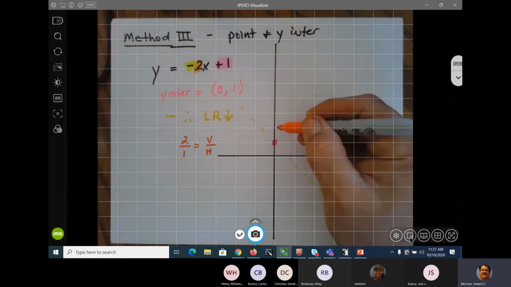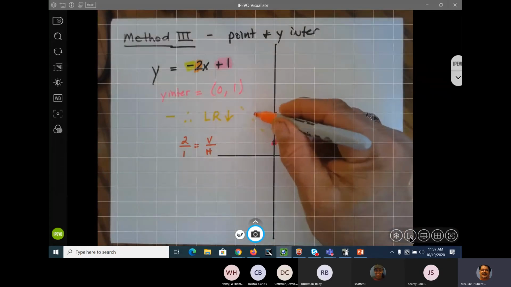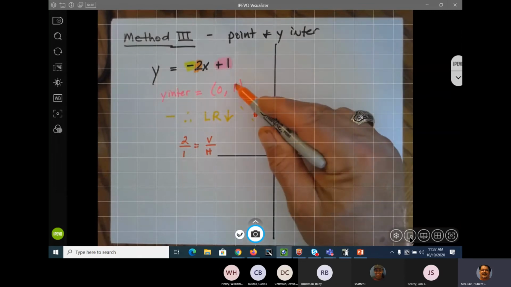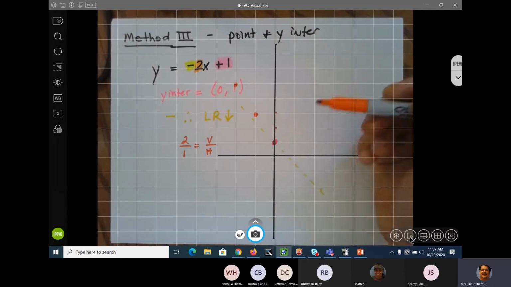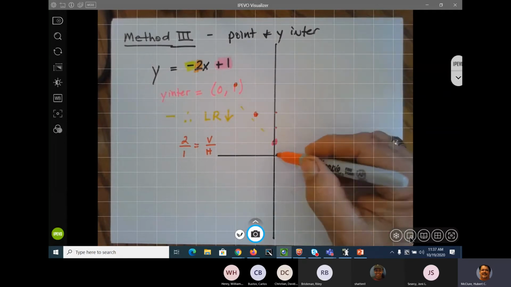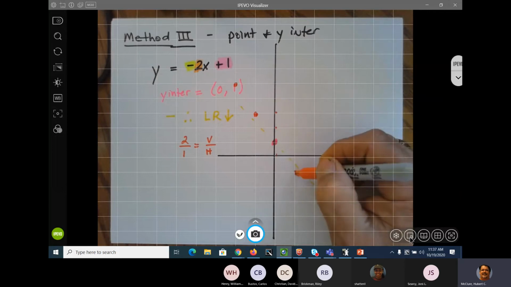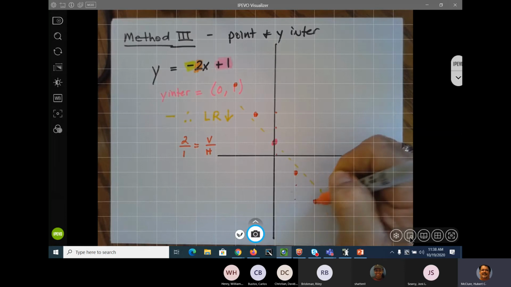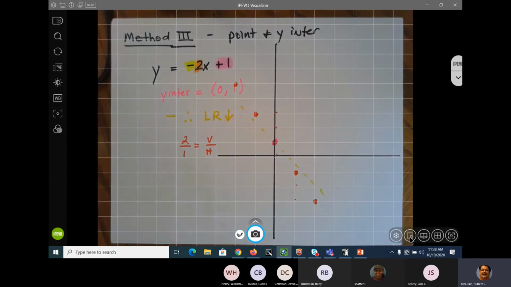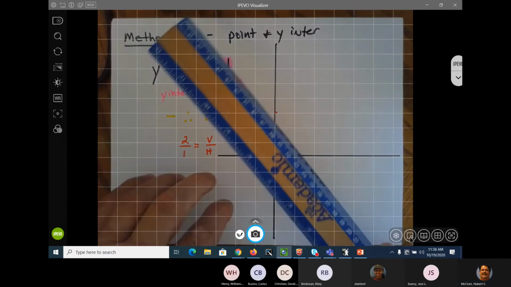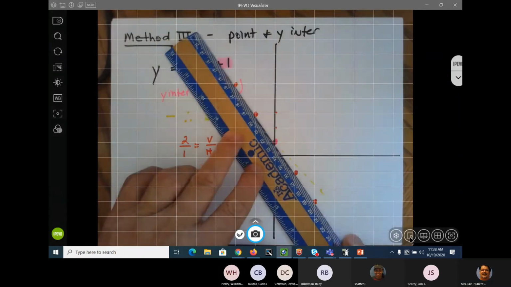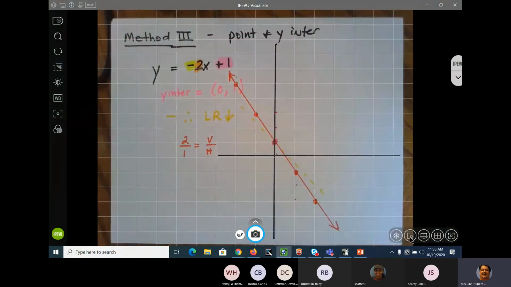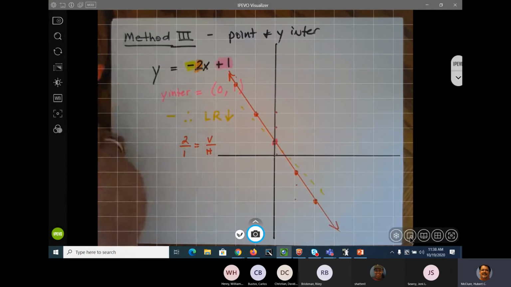So 1, 2, 1. Y'all need to try this. This is difficult. 1, 2, 1. And there's my line. Now, of course, once you draw your line, the trace line, you can erase. But that's what it looks like.